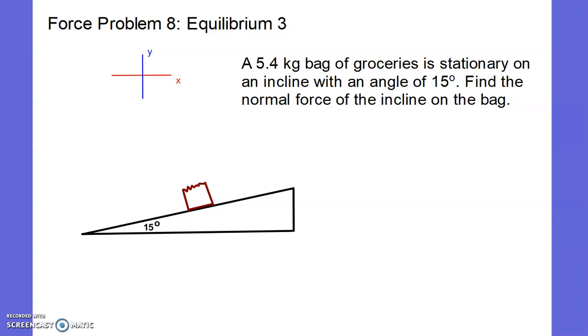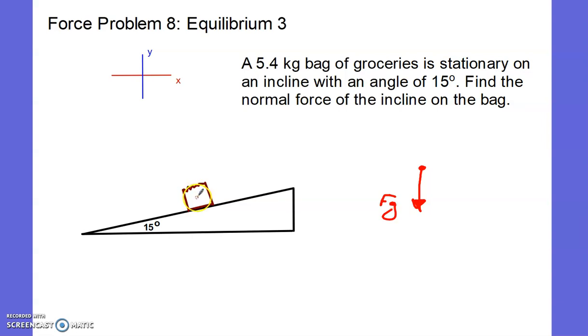The first thing we want to do, as always, is draw a free body diagram. Here's my bag of groceries right here. My first force I always draw in is the gravitational force, which is always straight down, and I'll label that as Fg. Second, we have the normal force. There's a surface, so there's always a normal force.